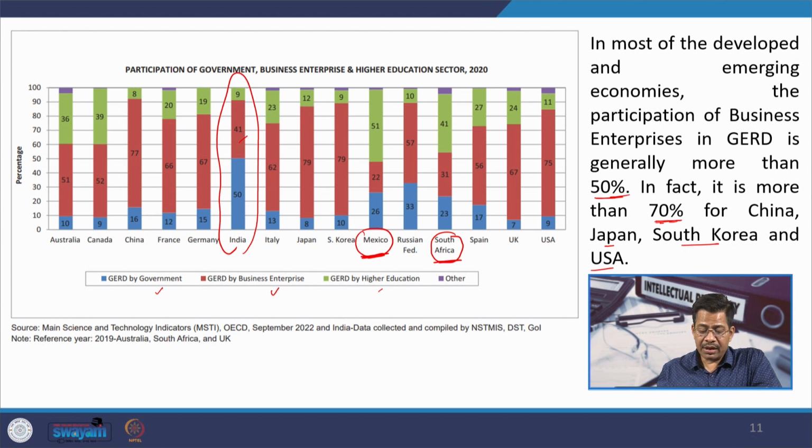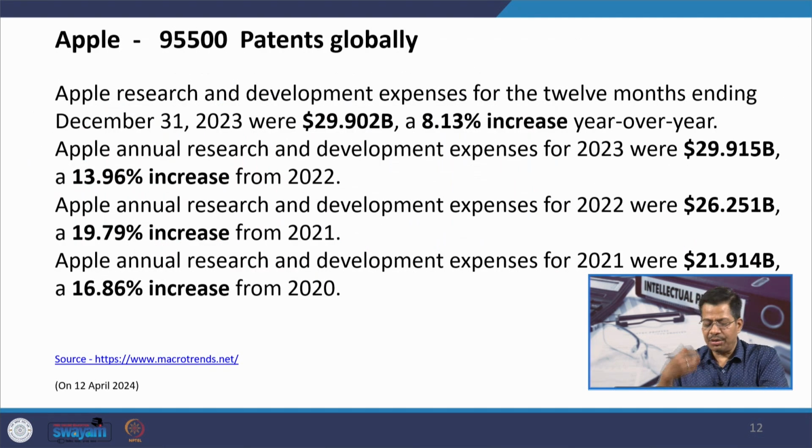You have countries like South Korea and Japan, where the private sector is contributing as high as 79%. In China, the private sector is contributing 77%. So, the point which you can easily understand from this slide is that Indian organizations are still not very forward looking. There needs to be more budgetary provision for R&D activities, and only then will the IP portfolio of Indian organizations improve.